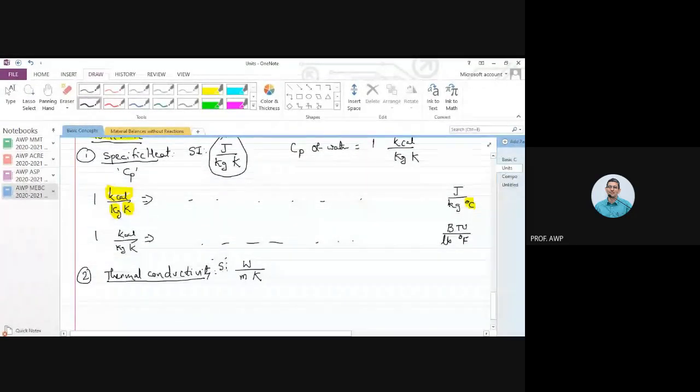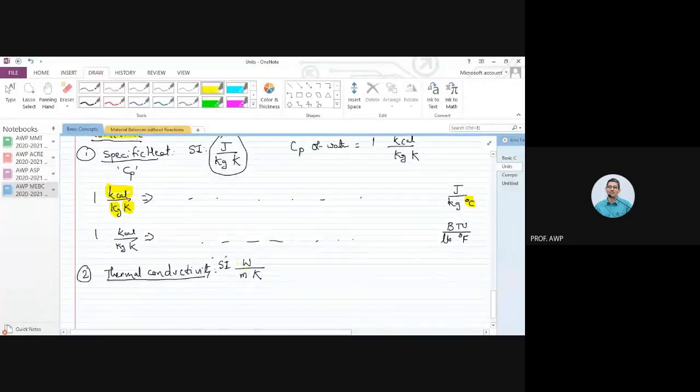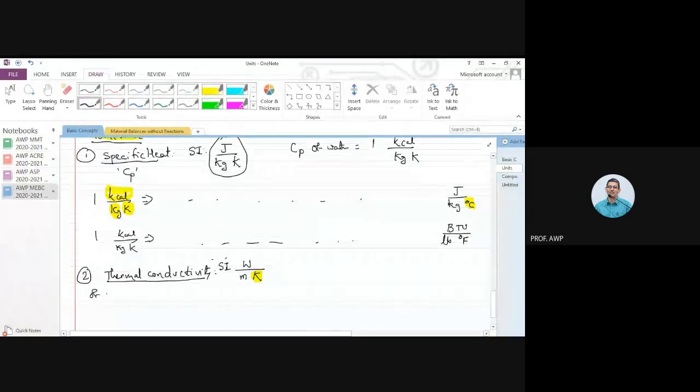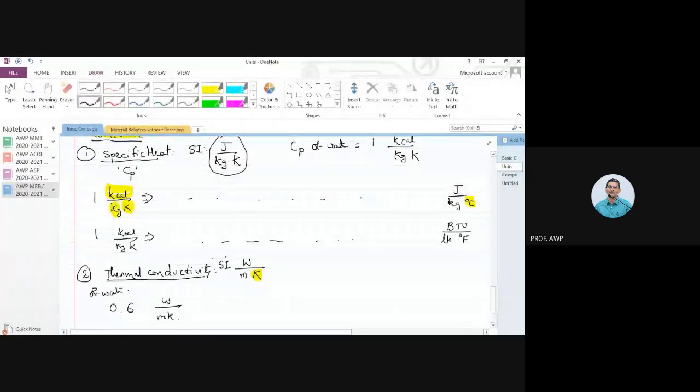So again, this Kelvin that is there in the denominator is the gradient of temperature difference between the two ends of a rod, if you like, and the rate at which heat is transferred from one end of the rod to another end of the rod. So suppose, let's say, thermal conductivity of water is about 0.6 watt per meter Kelvin.